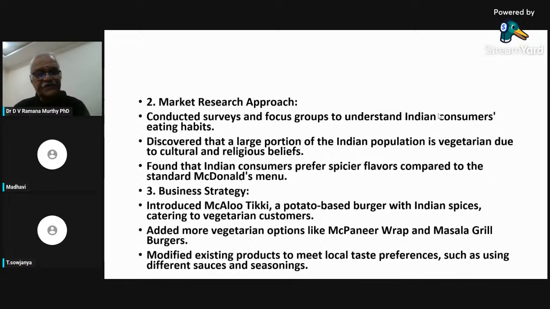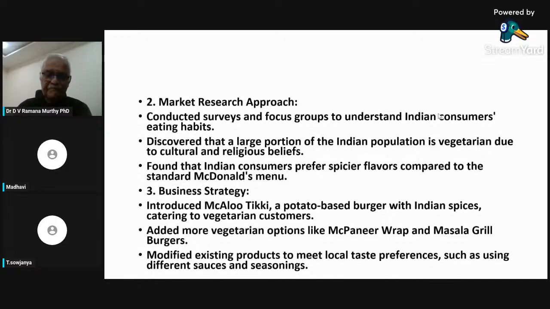McDonald's introduced McAloo Tikki, a potato-based burger with Indian spices catering to vegetarian customers. See this market product specification exercise and product modification exercise McDonald's has taken. Added more vegetarian options like McPaneer wrap, masala grill burgers, and all that.